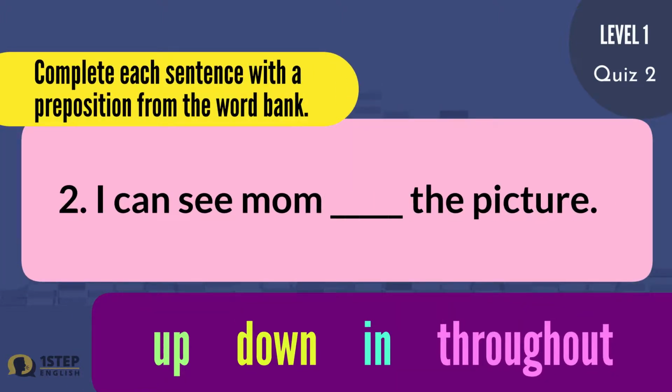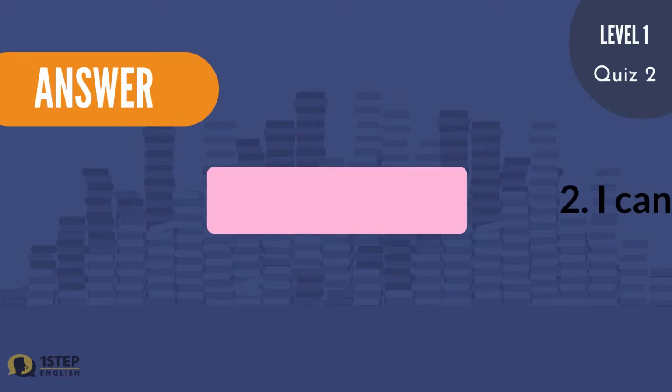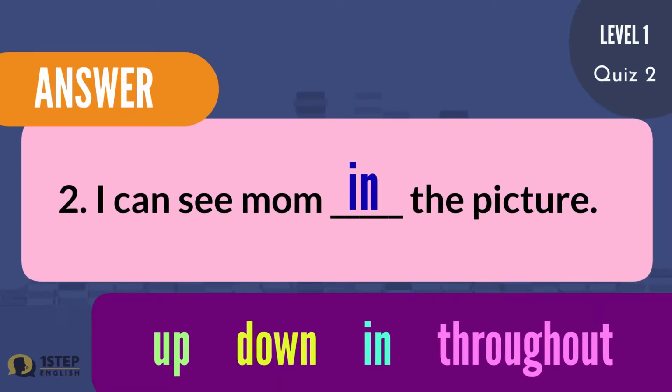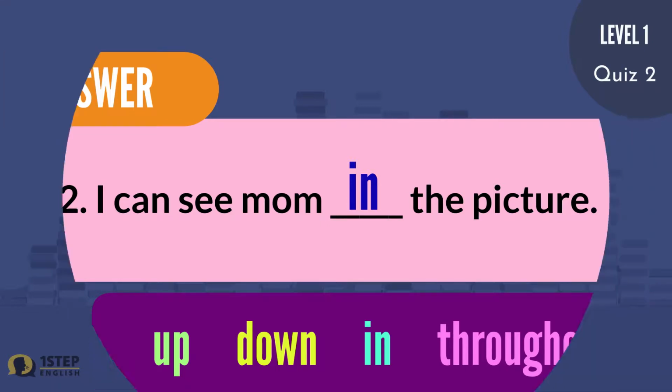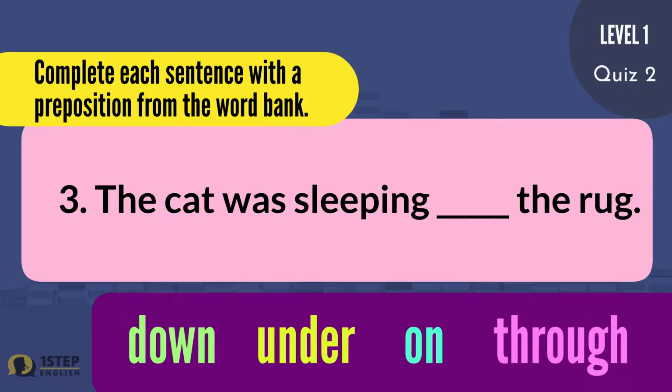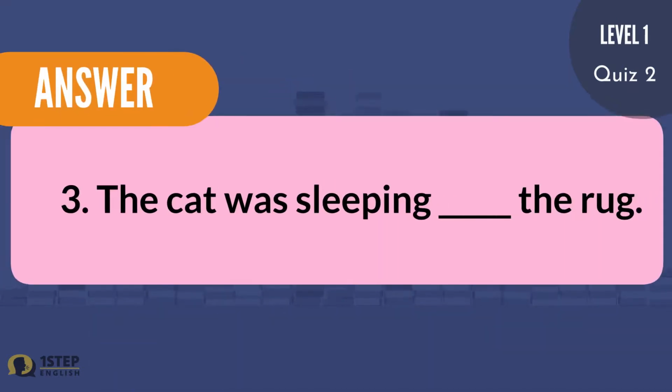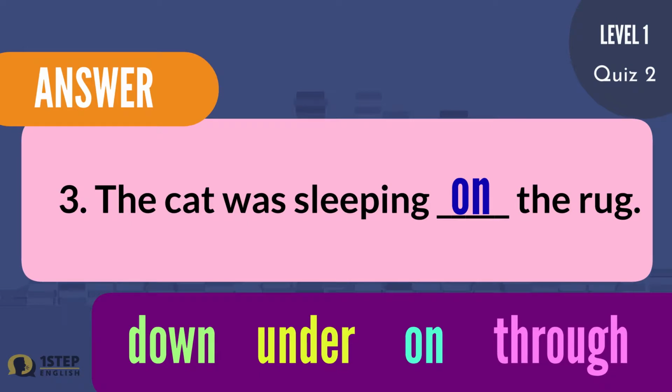Number 2. I can see Mom blank the picture. The correct answer is in. I can see Mom in the picture. Number 3. The cat was sleeping blank the rug. The correct answer is on. The cat was sleeping on the rug.